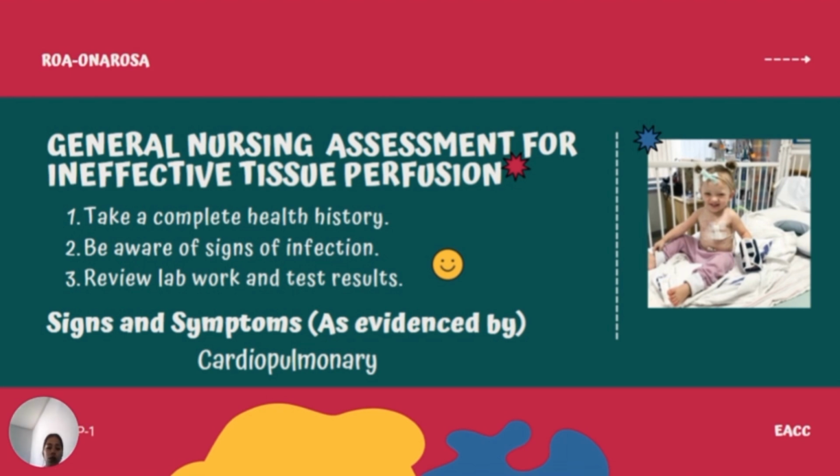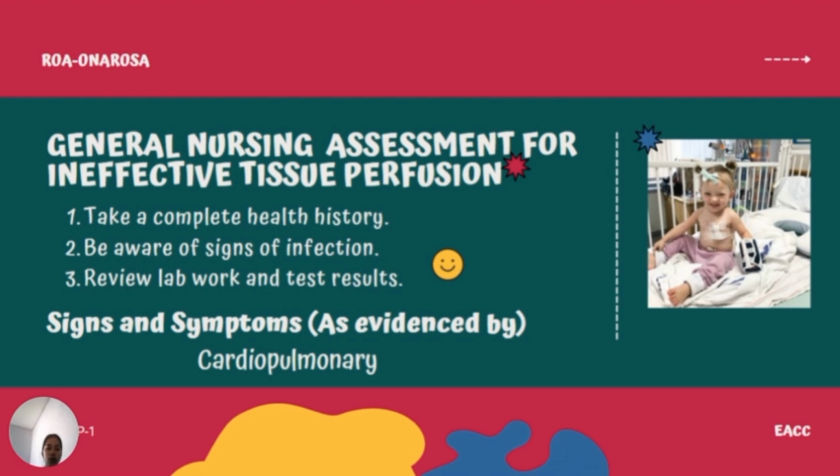Next is review lab work and test result. Yung mga arterial blood gases, complete blood counts, yung mga electrolytes, CT scans. It should be reviewed for signs of new or worsening perfusion issue. So, lahat ng data na nag-gather mo, yung information can also be referred to for comparison. So ngayon is magbibigay tayo ng scenario about the tissue perfusion.